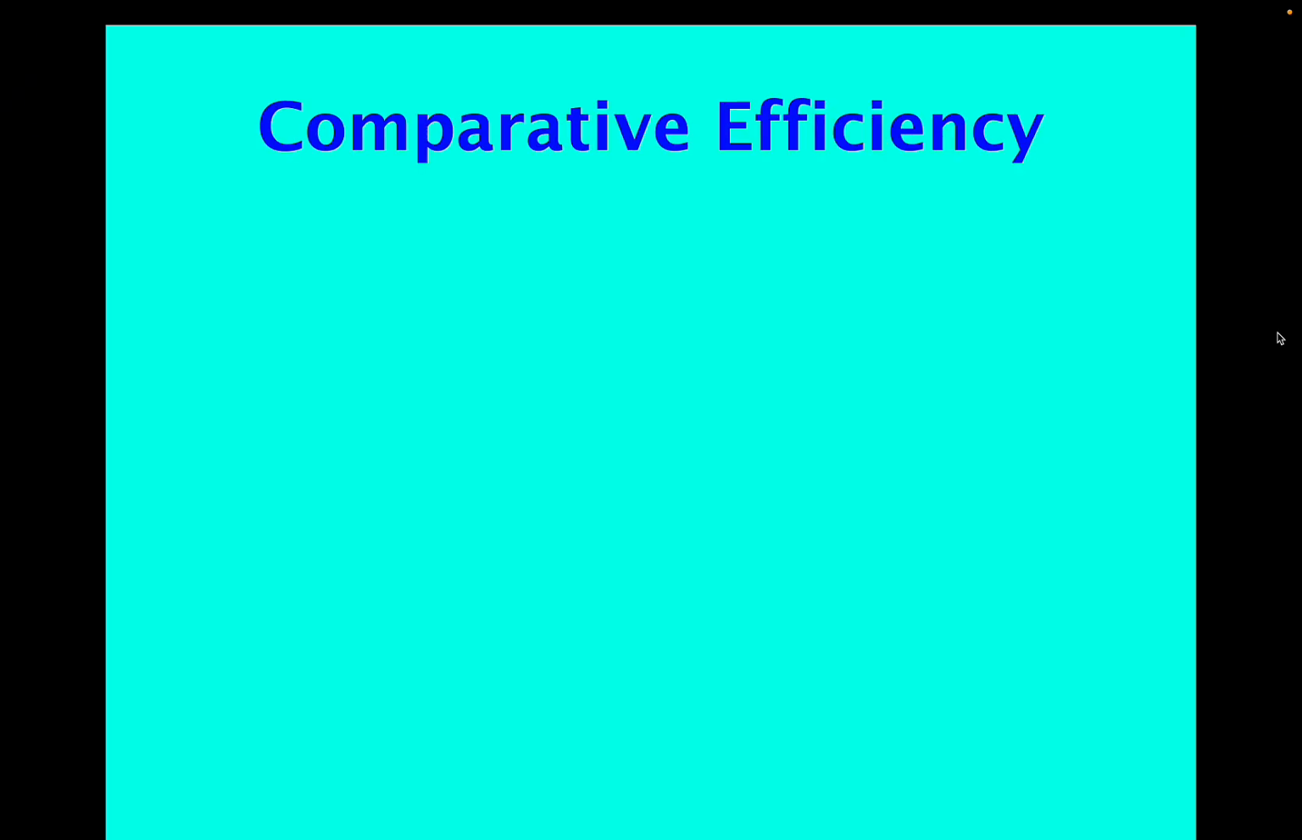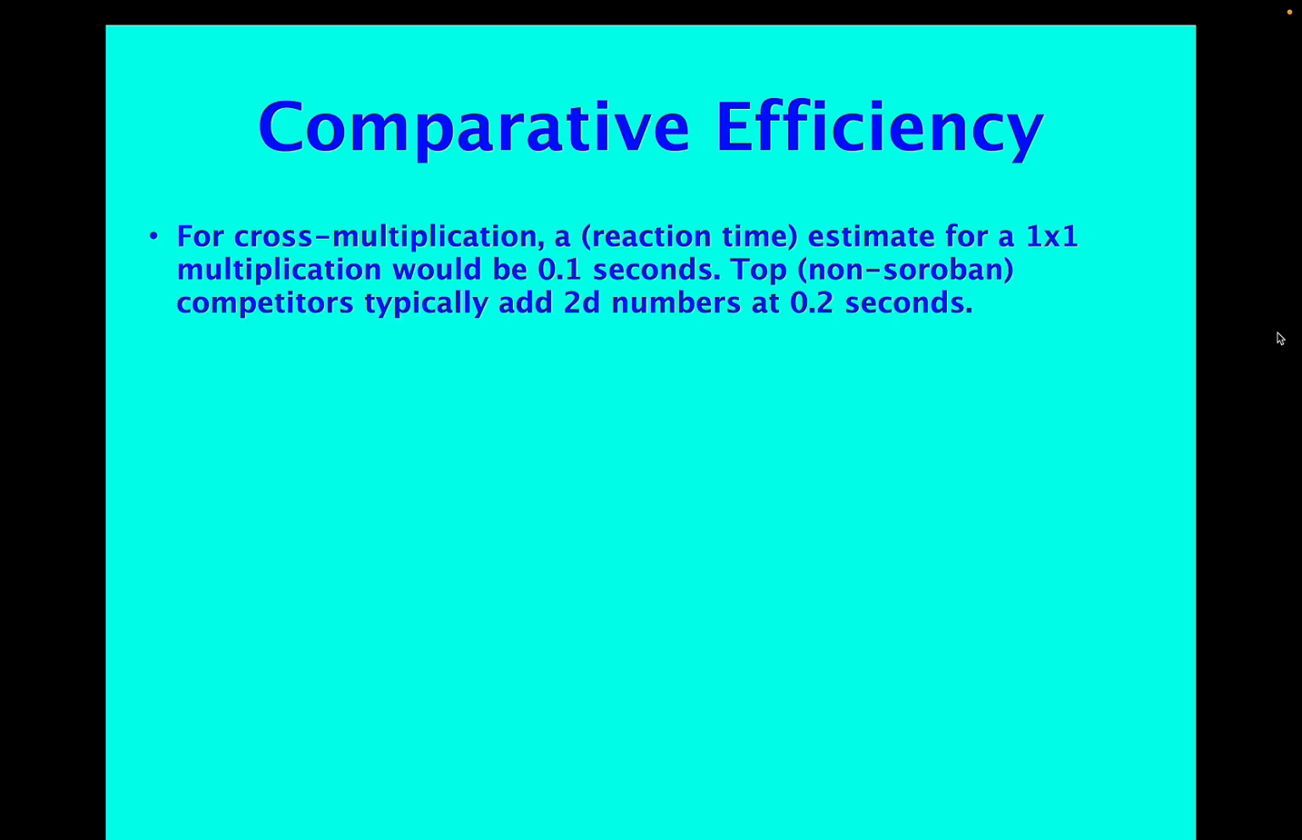So how does that different deconstruction of the question manifest itself in different times? So we're going to try to model it really quickly. For cross multiplication, my best estimate for how long it takes to react to seeing a 1 by 1 multiplication and for the time to pop in your head, 0.1 seconds. Obviously that is an estimate. For top non-Soroban addition competitors like myself, adding two digit numbers can be done at 0.2 seconds. Maybe you can get a little bit faster, but that tends to be a very, very good score for a non-Soroban competitor.